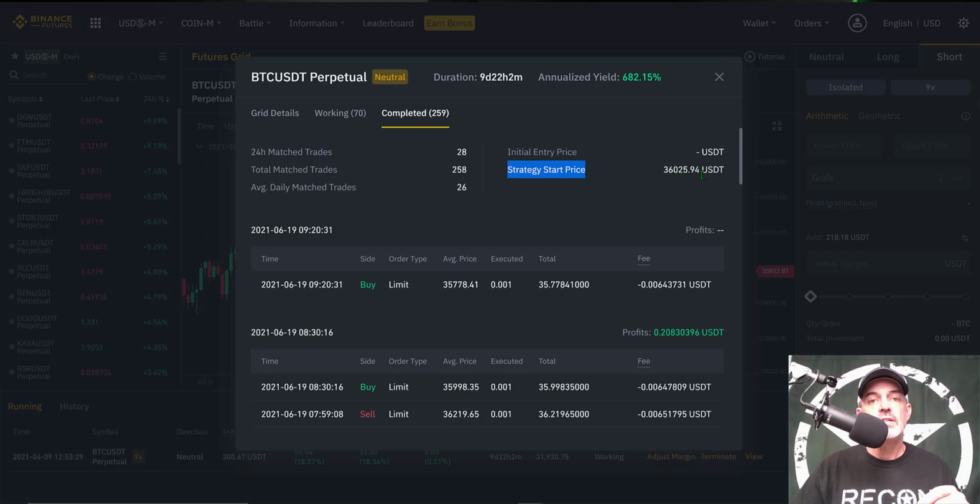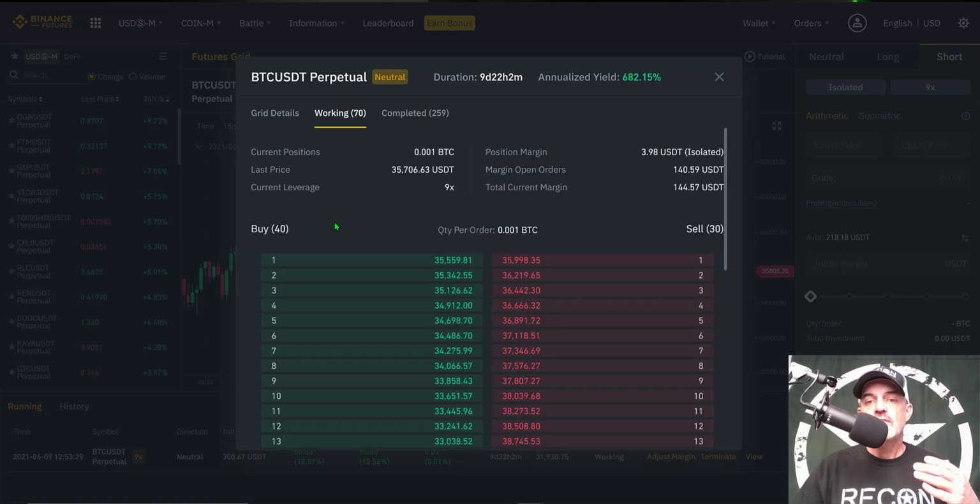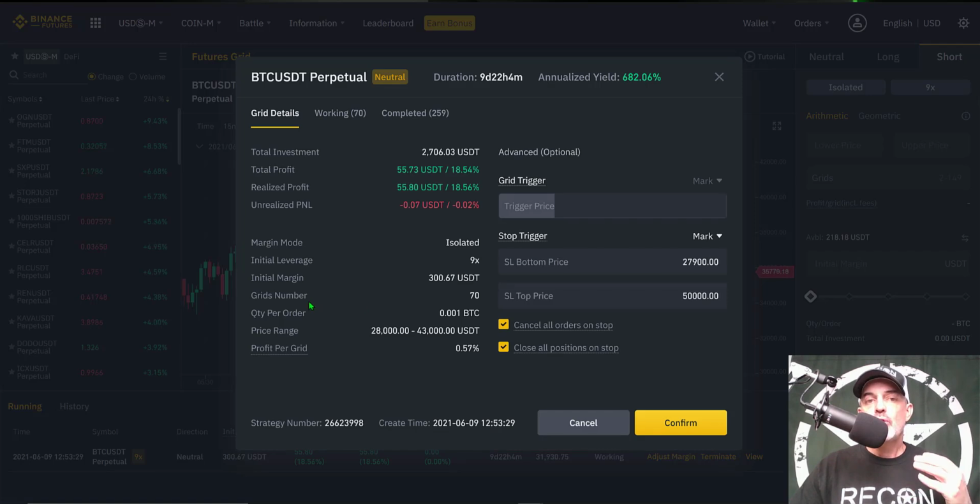Now if we jump over to working, you will find all the buy and sell limit orders. And in this case, I have 40 open limit buy orders and 30 open limit sell orders. And so those open orders are based on the number of grids of when I deployed the bot. I selected 70 grids, so 40 and 30 equals the 70. And those open orders are based on the price range when I configured the grid bot with a lower limit of 28,000 and an upper limit of 43,000.